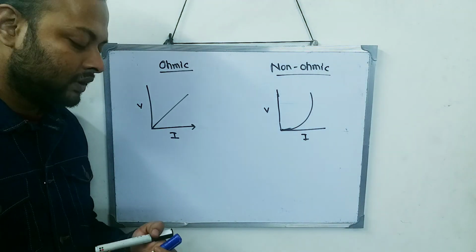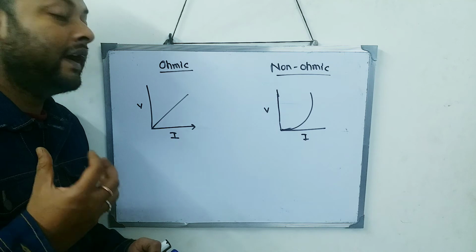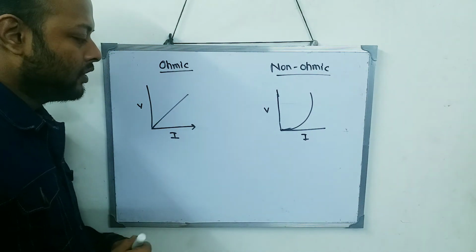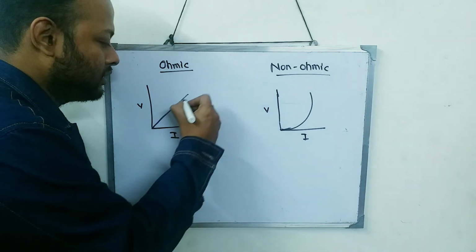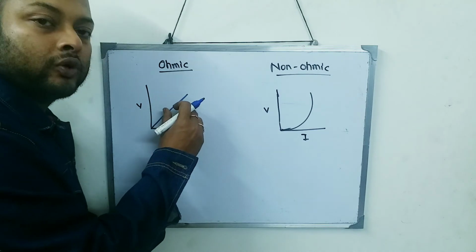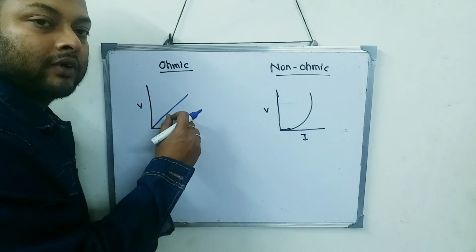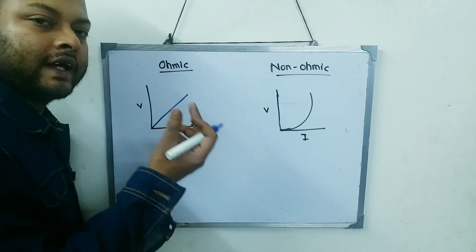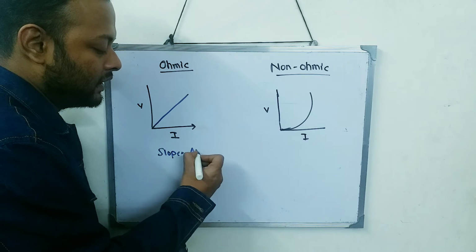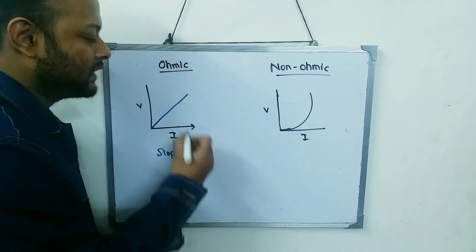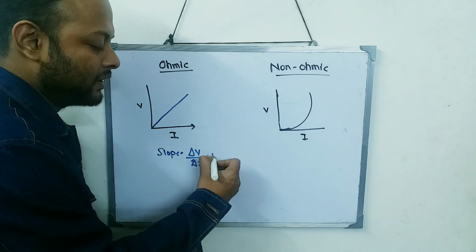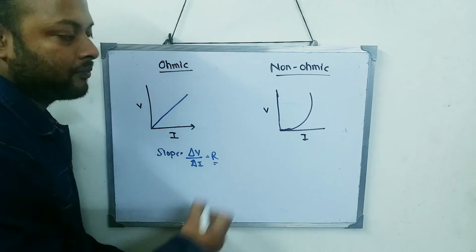So now a question comes: how to get the slope? It is very easy to get the slope for an ohmic conductor because it is a straight line. Since it is a straight line, you just do V2 minus V1 by I2 minus I1, the change in voltage by change in current. So slope is equal to delta V by delta I. Just calculate the slope of this line, and you can easily get the resistance. This delta V by delta I is equal to resistance.